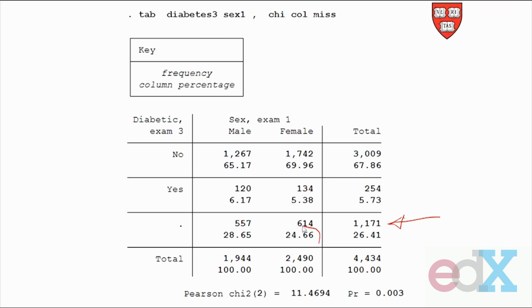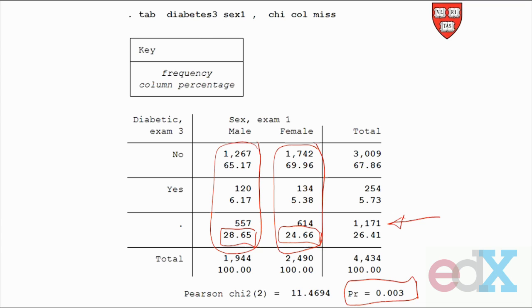Now, look what's happening. There is a 4% differential between the male missing and the female missing. In fact, if we look at the distribution down here and compare it to the distribution up there, it looks like there's a difference. The p-value is 0.003. So the chi-squared test is telling us to reject the null hypothesis that the row classification and the column classification are independent of each other.